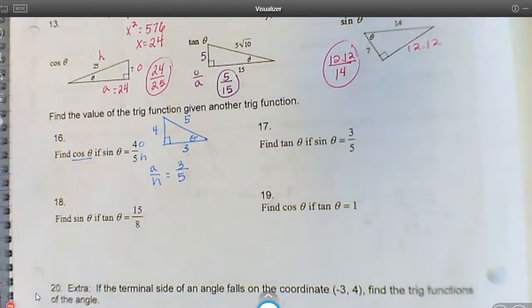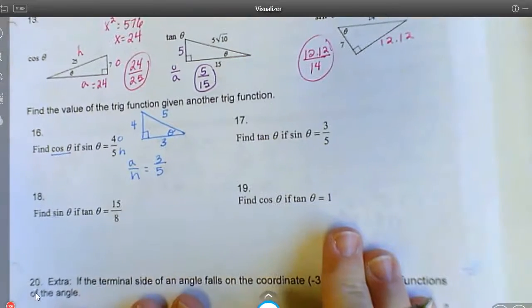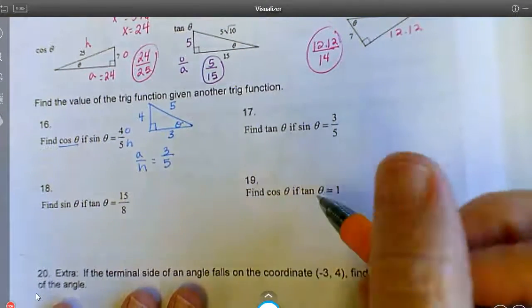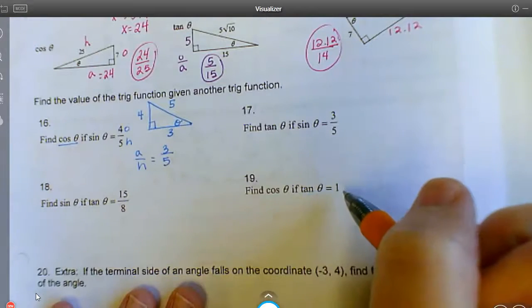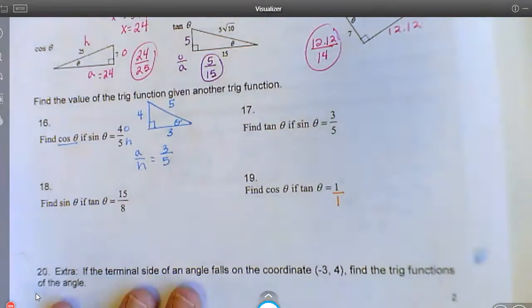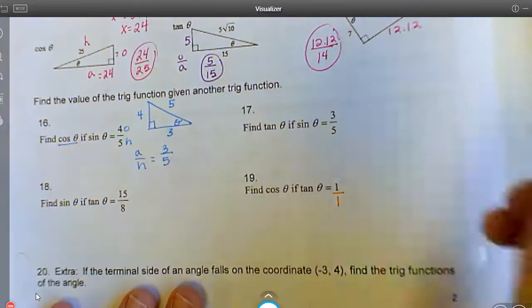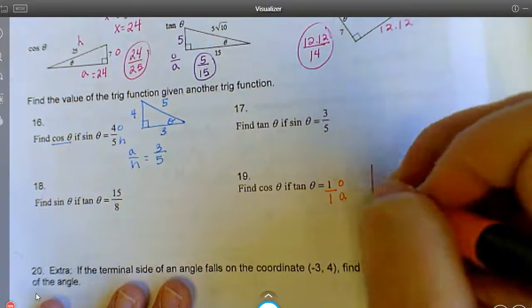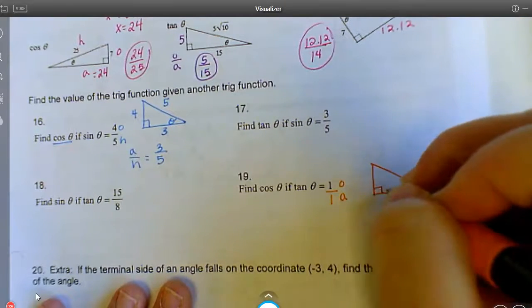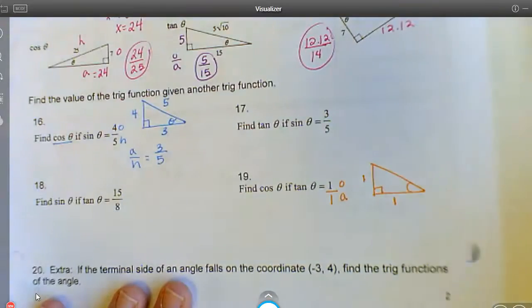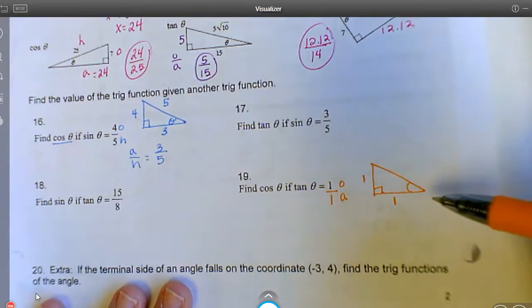I didn't write down Pythagorean Theorem for a 3, 4, 5, just because I thought maybe you would know that one, but you can totally do it. Let's look at 19. In 19, it tells me tangent of the angle is 1. That's like 1 over 1. That's opposite and adjacent. Okay, so let's draw a triangle. 1 is on the opposite side and 1 is on the adjacent side, and I need to find the hypotenuse.